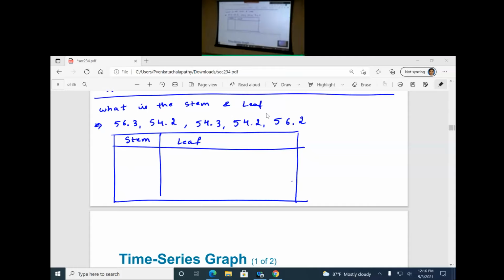So that is how you differentiate. For example, the weights of students, weight of a person, it can't be 563, it can be 56.3. So this is how you have to observe and answer the questions. So in stem and leaf, the context plays an important role.